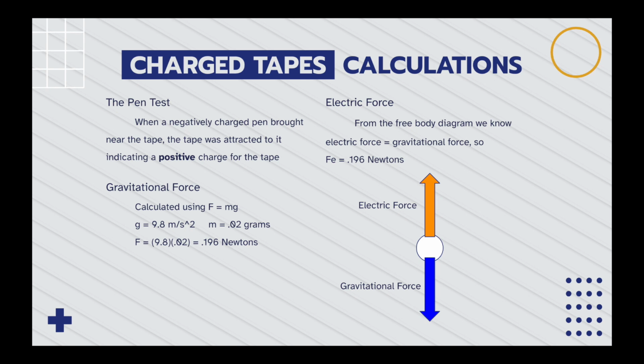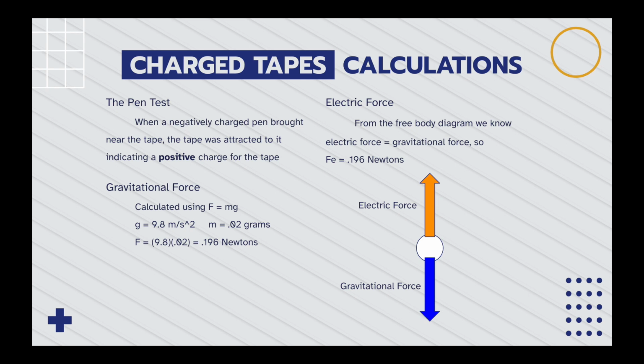To check whether the tape was positively or negatively charged, I rubbed a plastic pen on a piece of cloth, creating a negative charge on the pen, and brought it near the tape. Since the tape was attracted to the pen, I reasoned that the tape had a positive charge because it attracted the negatively charged, opposite charged pen.